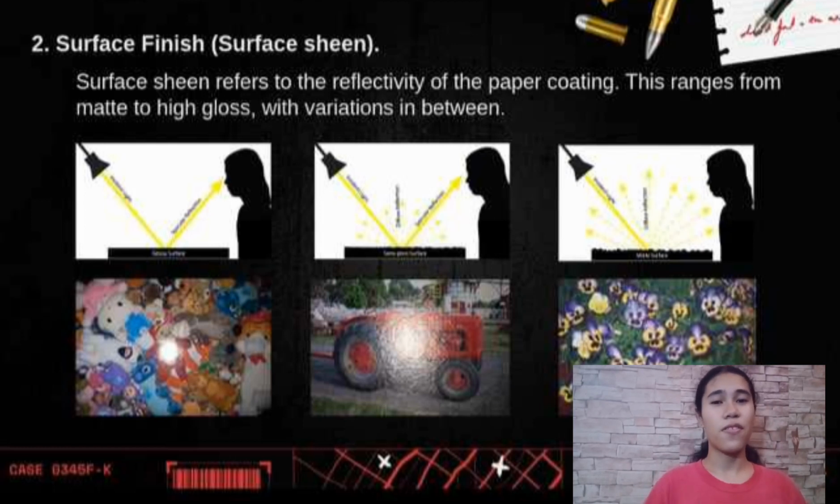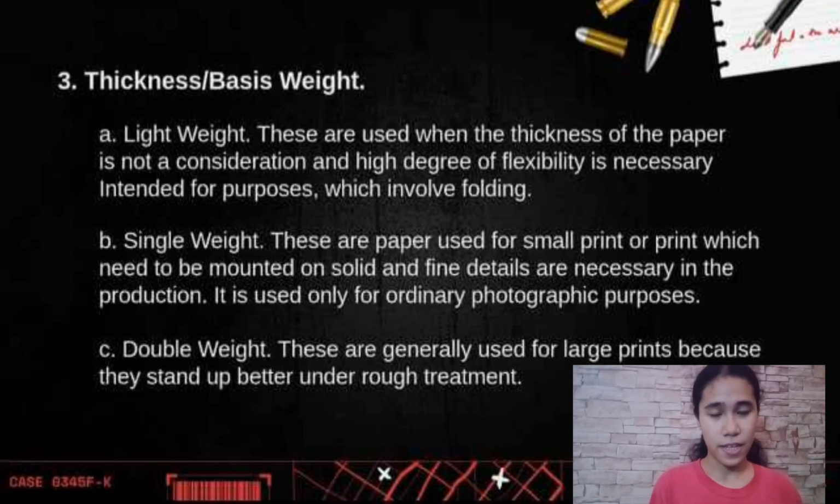So number 3 is the thickness basis weight. Ang thickness basis weight na siya tulo ka klase sa weight. The light weight: these are used when the thickness of the paper is not a consideration and a high degree of flexibility is necessary, intended for purposes which involve folding.